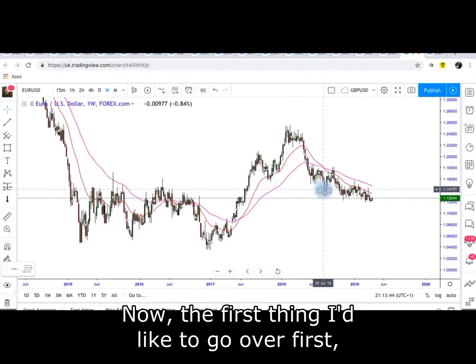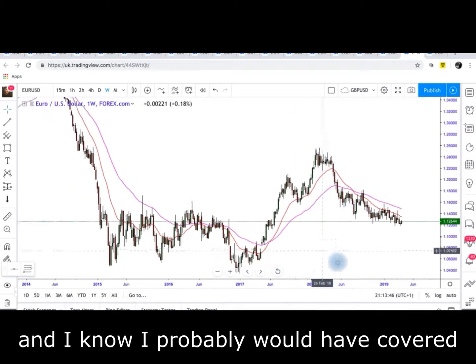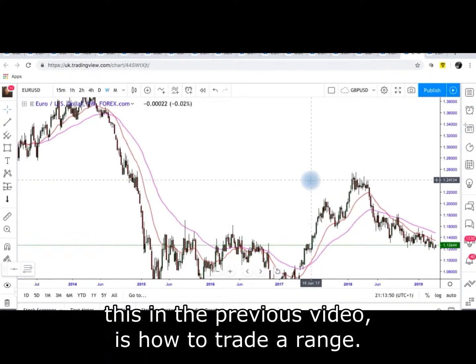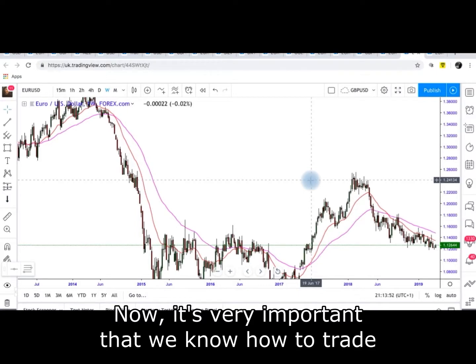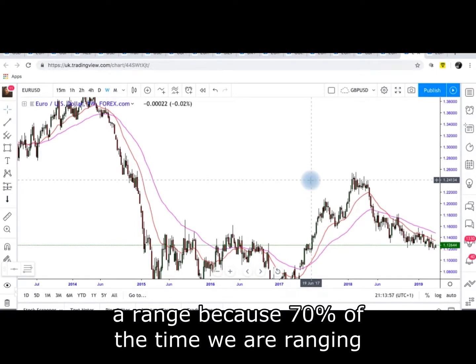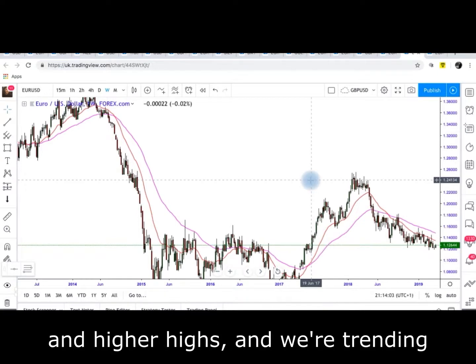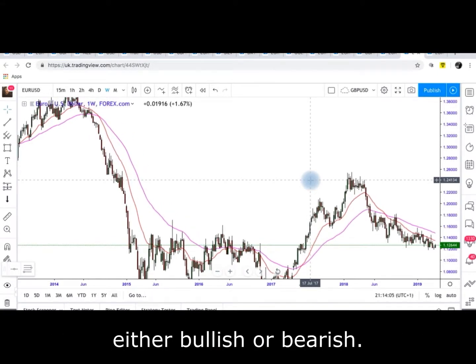Now, the first thing I'd like to go over, and I know I probably would have covered this in a previous video, is how to trade a range. It's very important that we know how to trade a range, because 70% of the time we are ranging or consolidating, and it's really only 30% of the time that we're actually creating higher lows and higher highs, and trending either bullish or bearish.